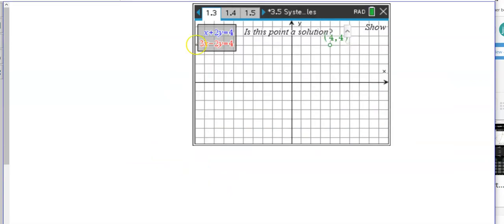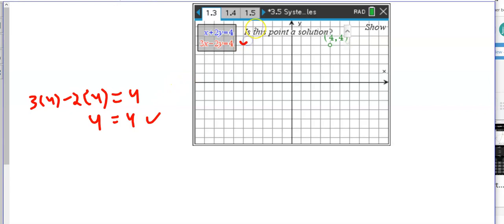Let's try the point 4, 4. Let's try it in the second equation first. So 3 times 4 minus 2 times 4 equals 4. Let's see if that's true. 12 minus 8 is 4. 4 equals 4. That's true. So we're good on the first one. If we check the other one, that would be 4 plus 2 times 4 equals 4. Well, that's clearly not true. That's false. So that point is not a solution to the system. Both equations have to be true in order for that to be a solution to the system.